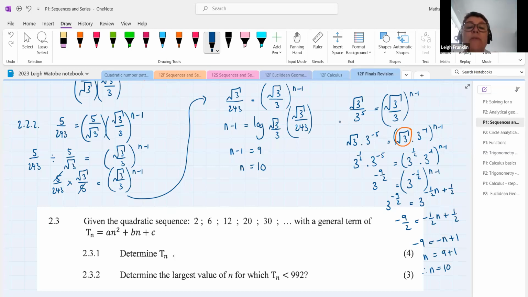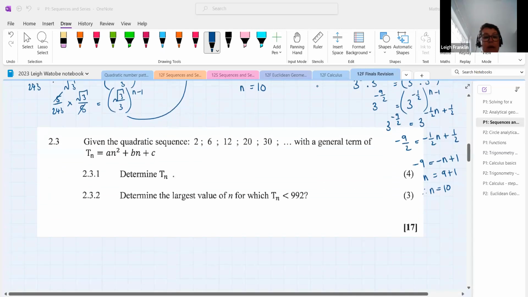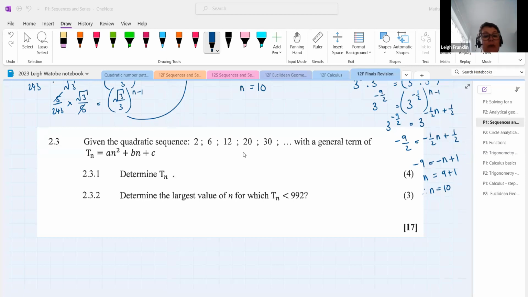Okay, so you'd end up with the same answer. Okay, so either you can use logs, or if you wanted to make the bases the same, it's a little bit more difficult, but you could do it that way as well. Okay. All right. So let's have a look at the next question over here.